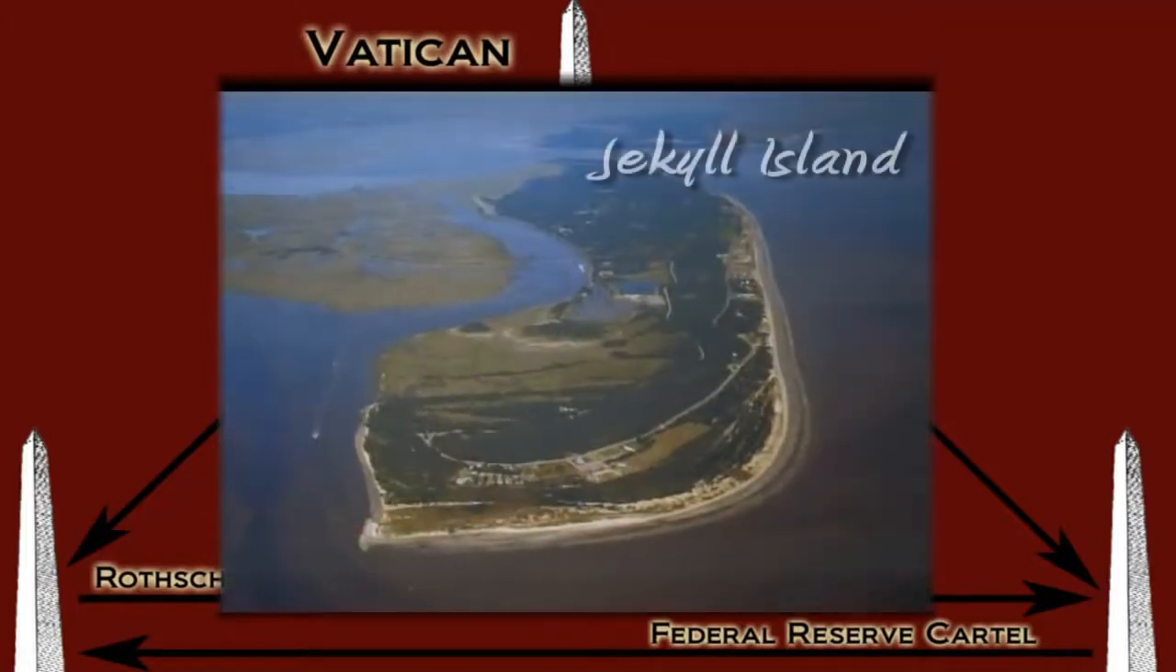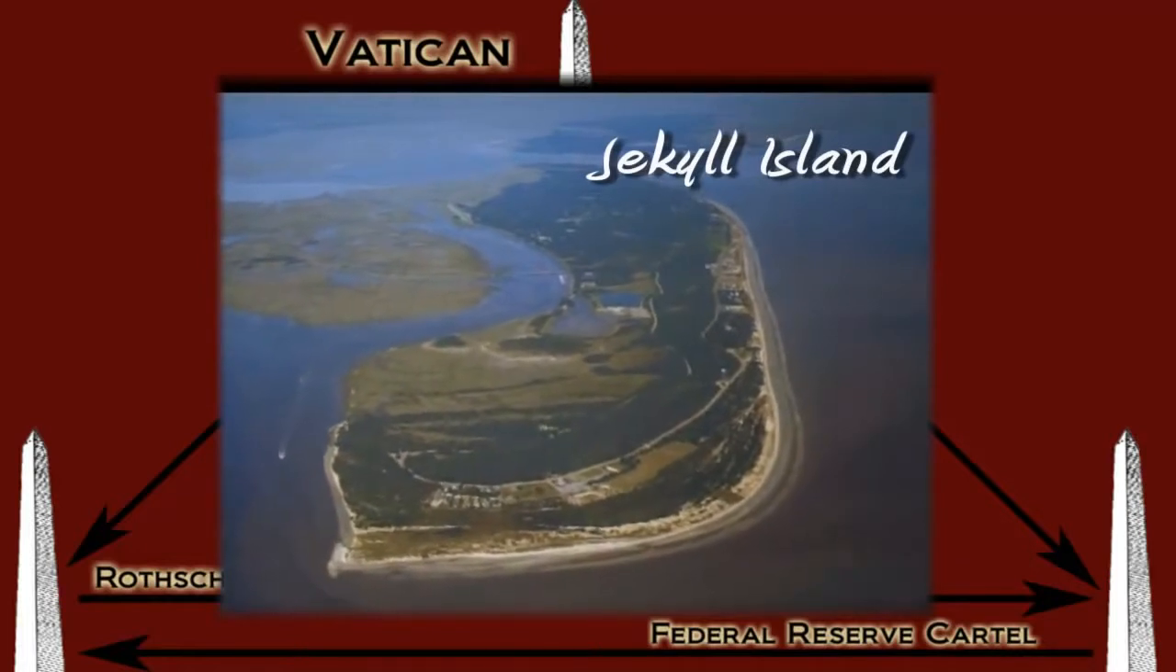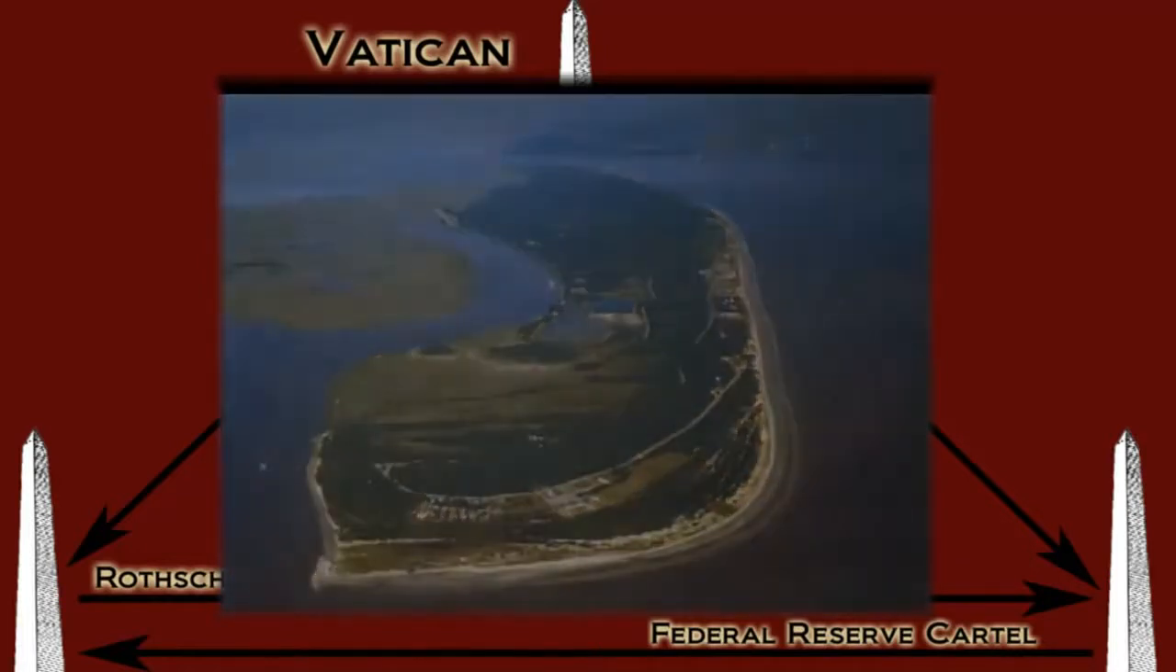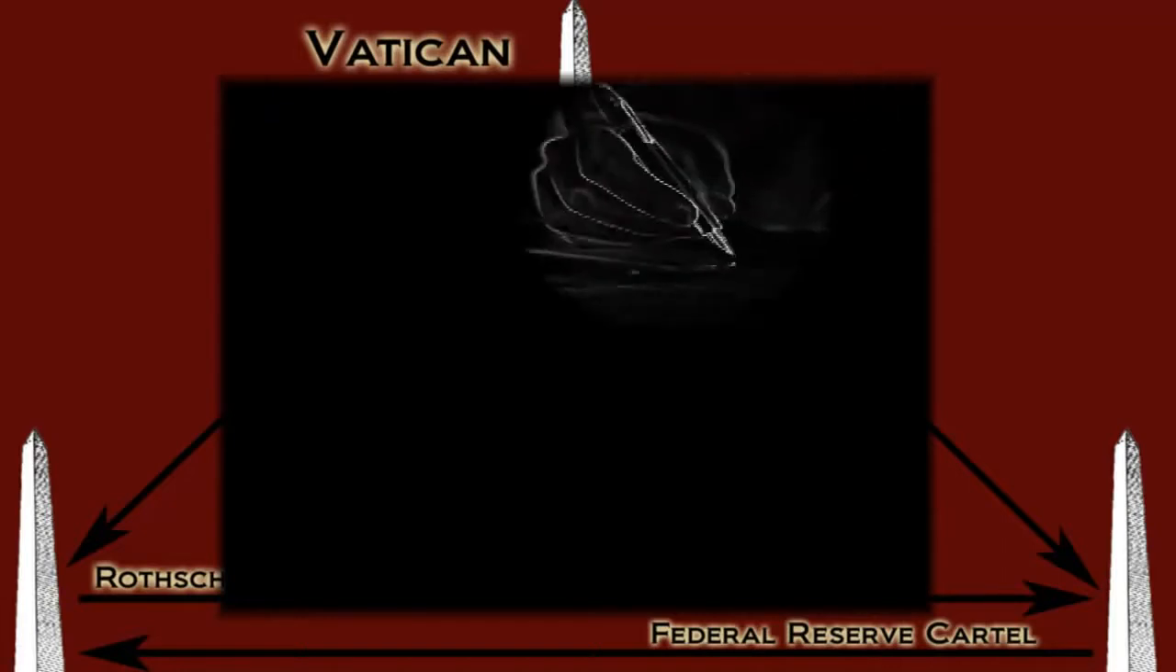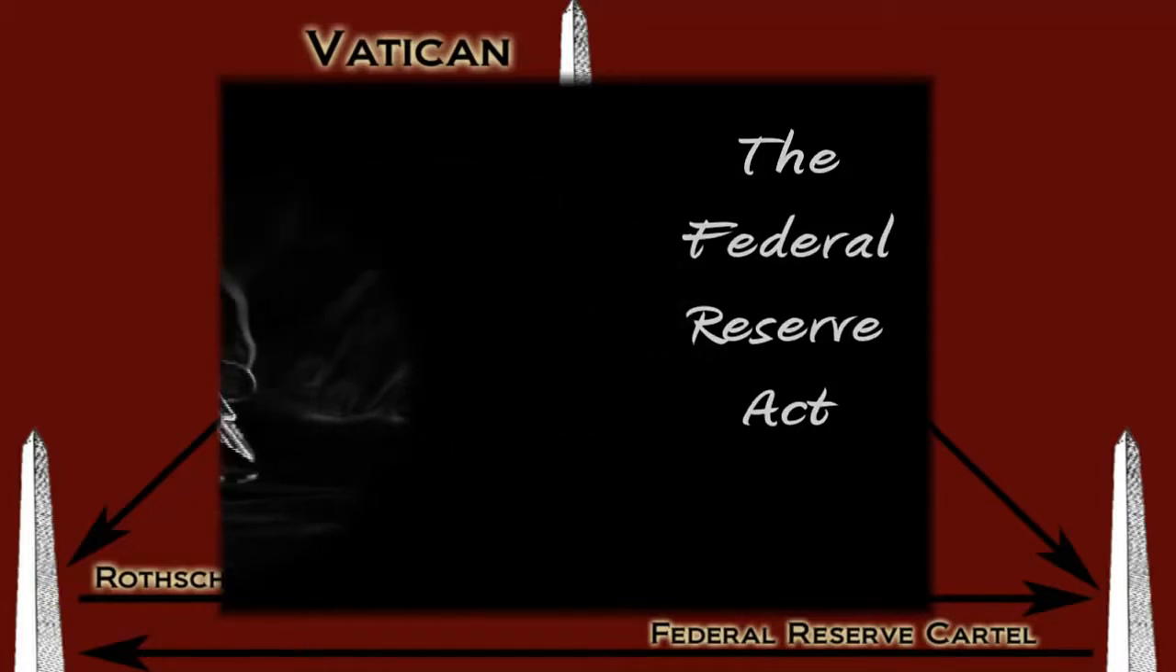In 1910, a secret meeting was held at the J.P. Morgan estate on Jekyll Island off the coast of Georgia. It was there that the central banking bill, called the Federal Reserve Act, was drafted. The bill was written by bankers, for bankers. The meeting was held in complete secrecy.